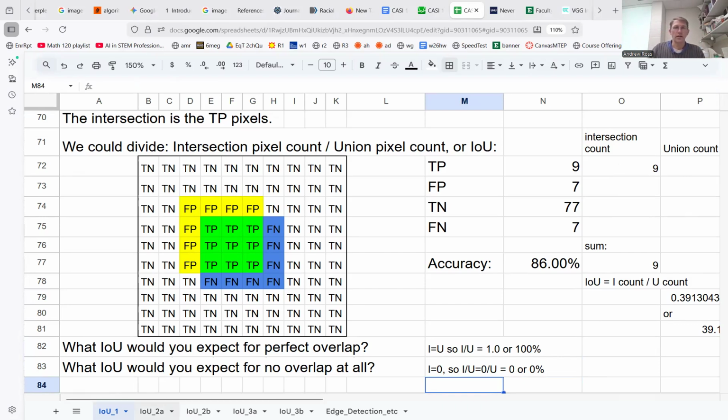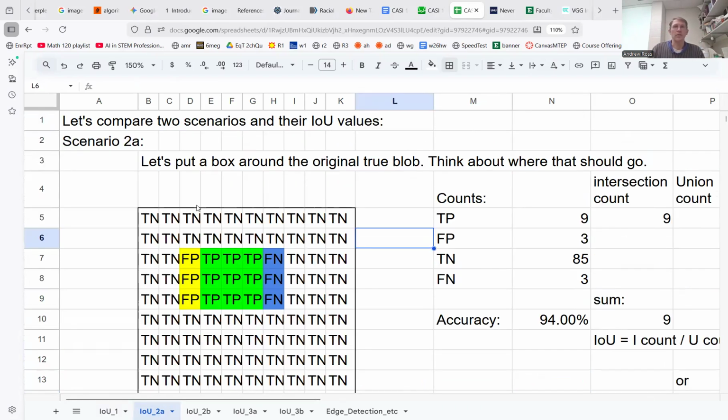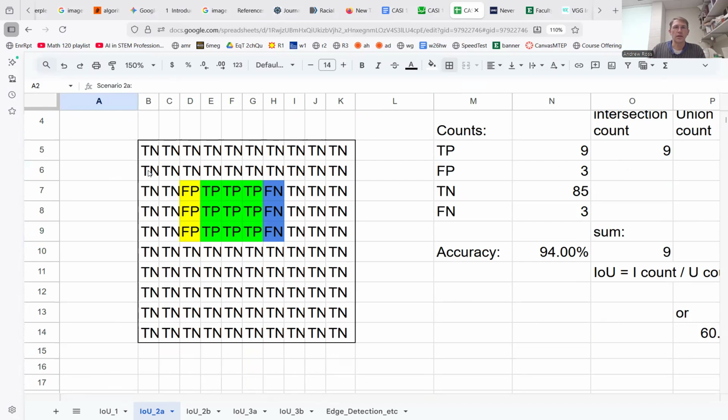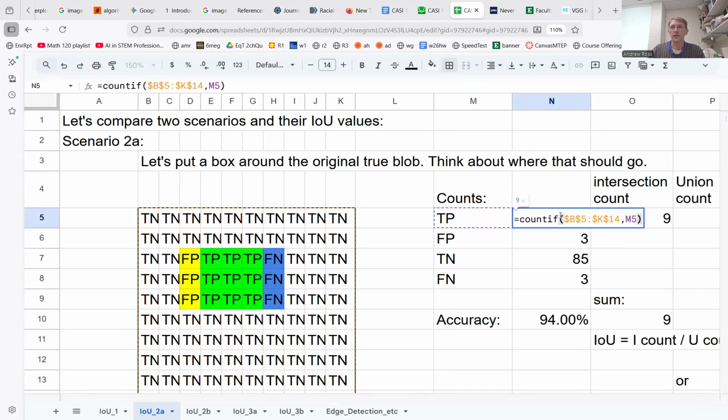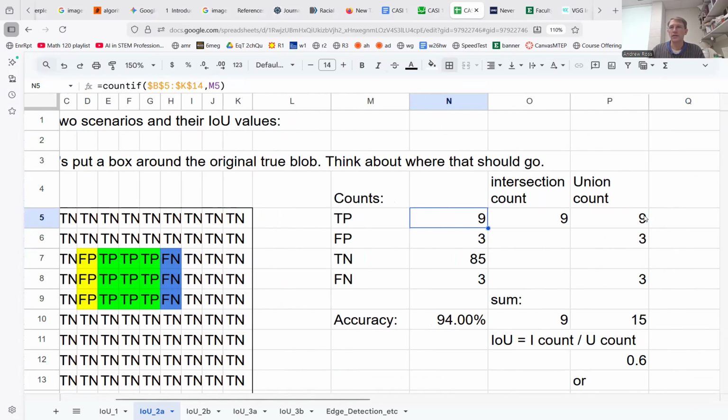Let's take a look at another little pretend image I've come up with. So this is scenario 2A, and we're going to compare it to scenario 2B in just a minute. Here we have the 10 by 10 image again, and these 3 pixels are false positives, these 9 pixels are true positives, and these 3 pixels are false negatives. And I've got the counts over here. So the intersection count is 9, the union count is 15.